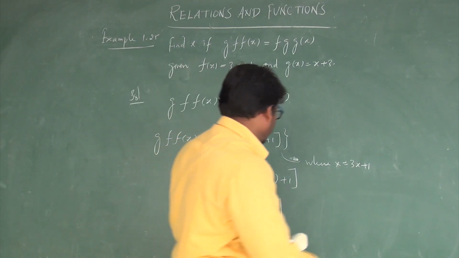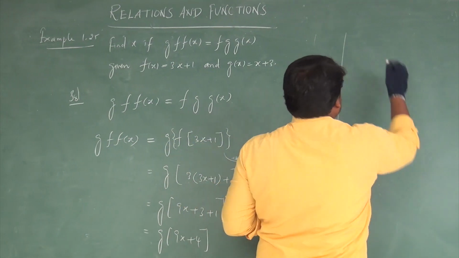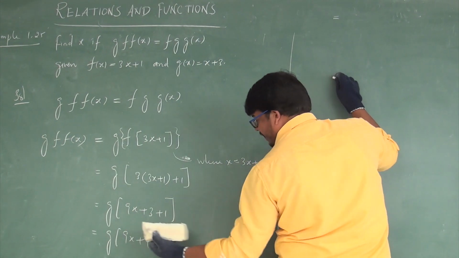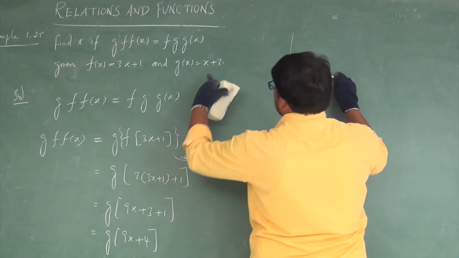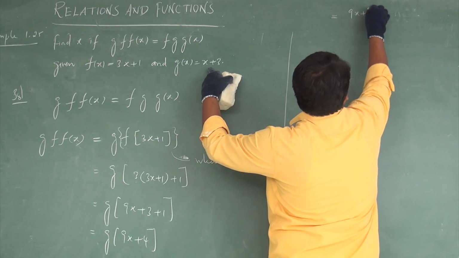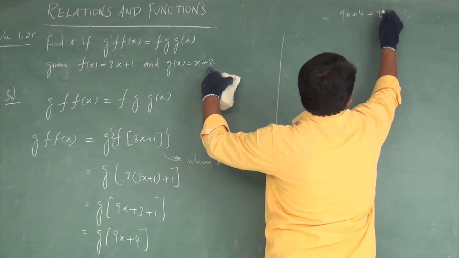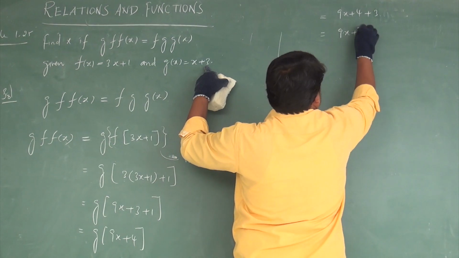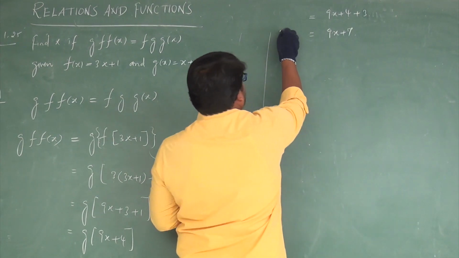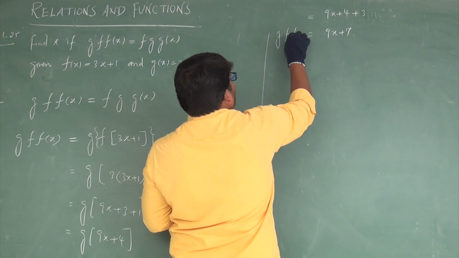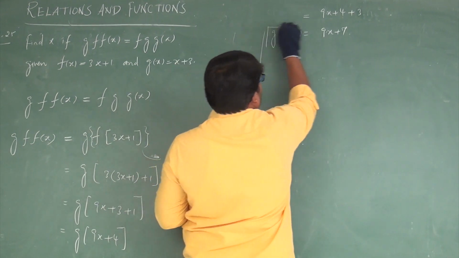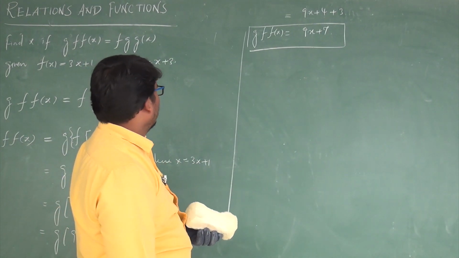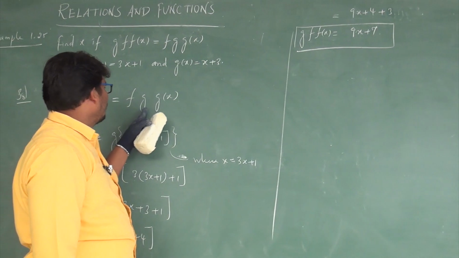Now g of 9x plus 4, the entire function is g of x. Here g of x equals x plus 3, where x is replaced by 9x plus 4. So 9x plus 4 plus 3, and 4 plus 3 is 7. That is, the first one, g of f of x, equals 9x plus 7. Now find the next one, f of g of x.